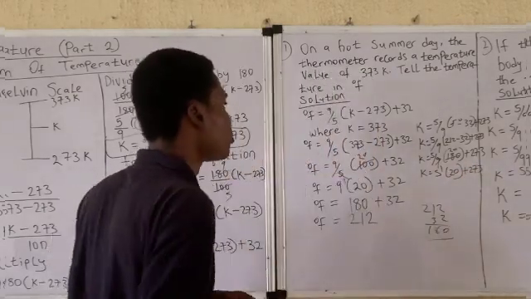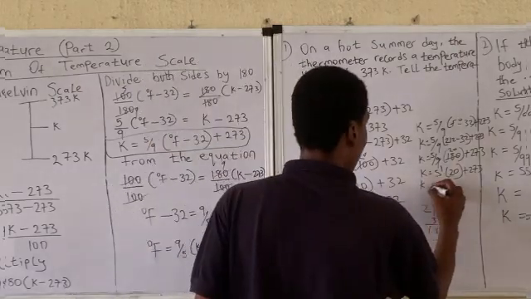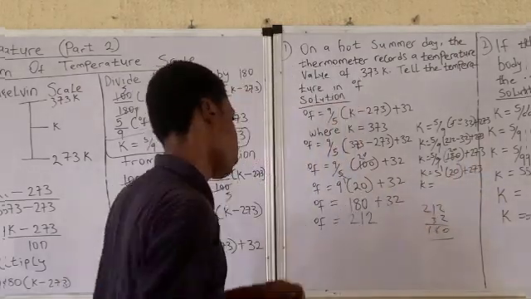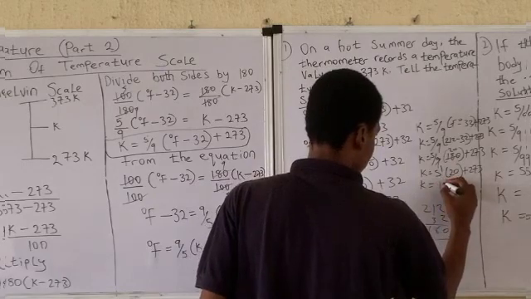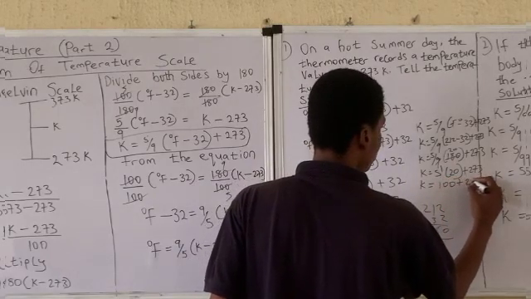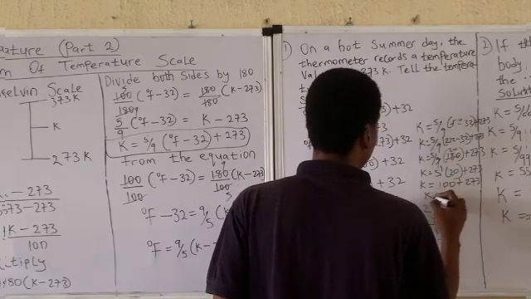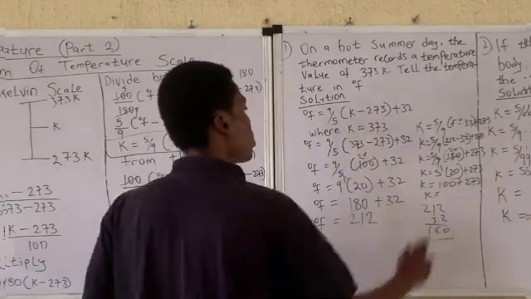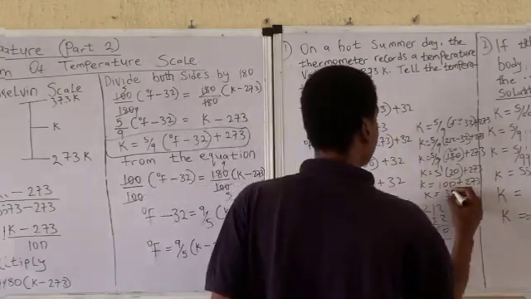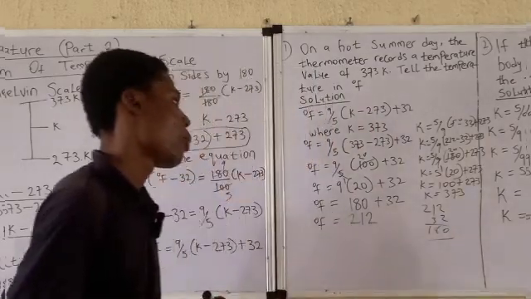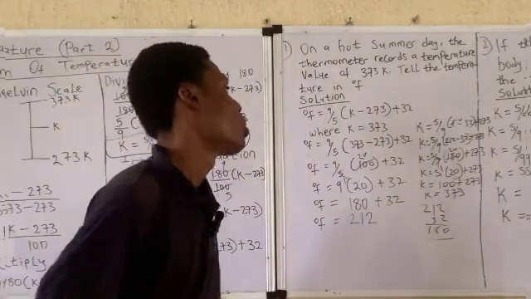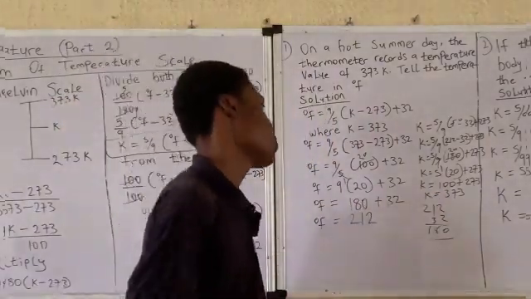So we multiply. Kelvin equal to 20 times 5, 100, plus 273. Kelvin equal to 100 plus 273. We have 373 as our Kelvin. So that is how to convert from Fahrenheit to Kelvin.